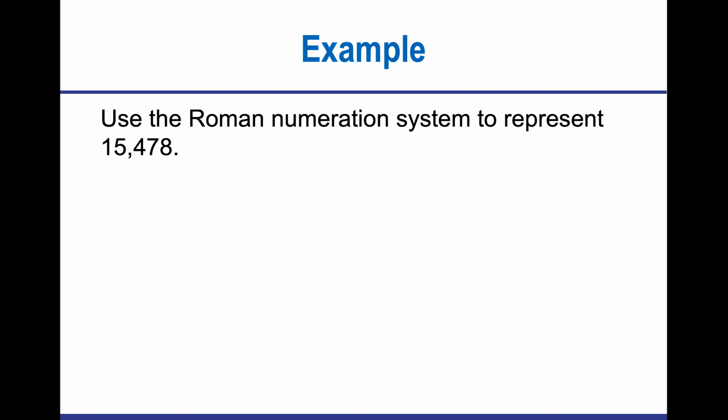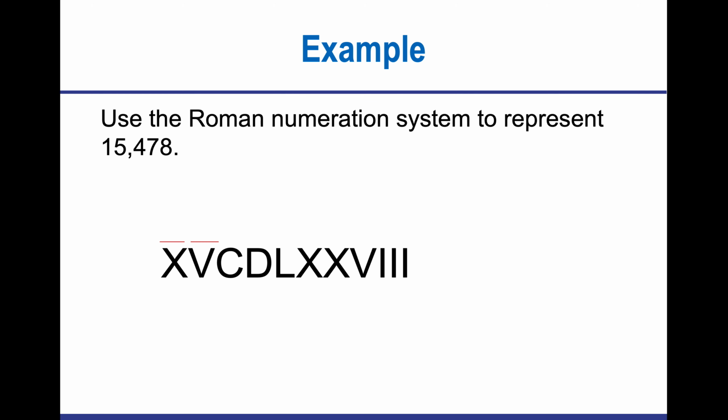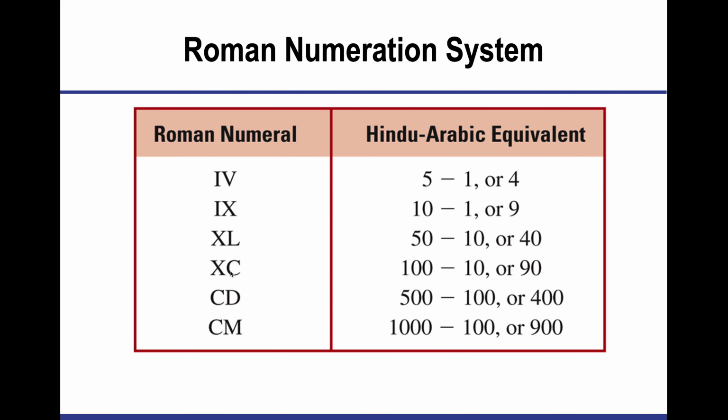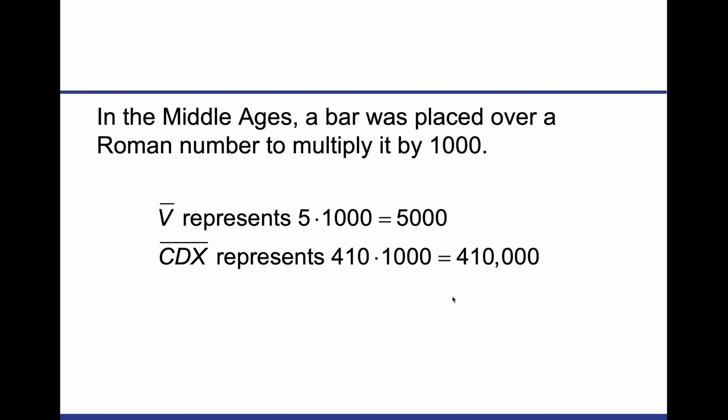So if I want to use that Roman numeration system, I have to represent 15,000. 15 is XV, and if I want it to be 15,000, I'm going to put the bars over the top. 478. So if I go back here, I have CD would be 500.